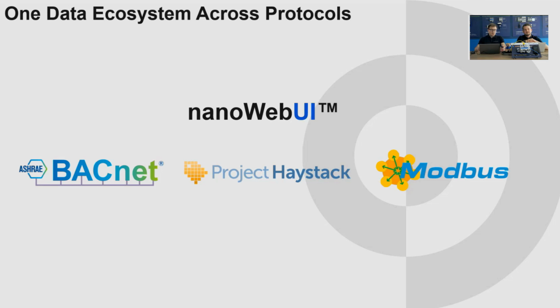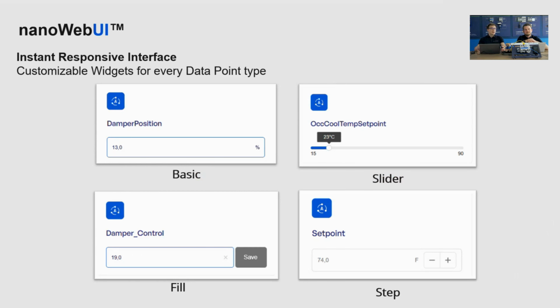So all of that creates one data ecosystem across all of the protocols. Data points are automatically exposed over BACnet, Haystack, and Modbus protocol, and the web user interface, nanoWebUI. All of the data points can also have a different dashboard. We've got dedicated widgets for each of the data points, so it's a customization. It's more than just a ready-made dashboard. You can customize it to your needs. Exactly, you can customize it to your needs.